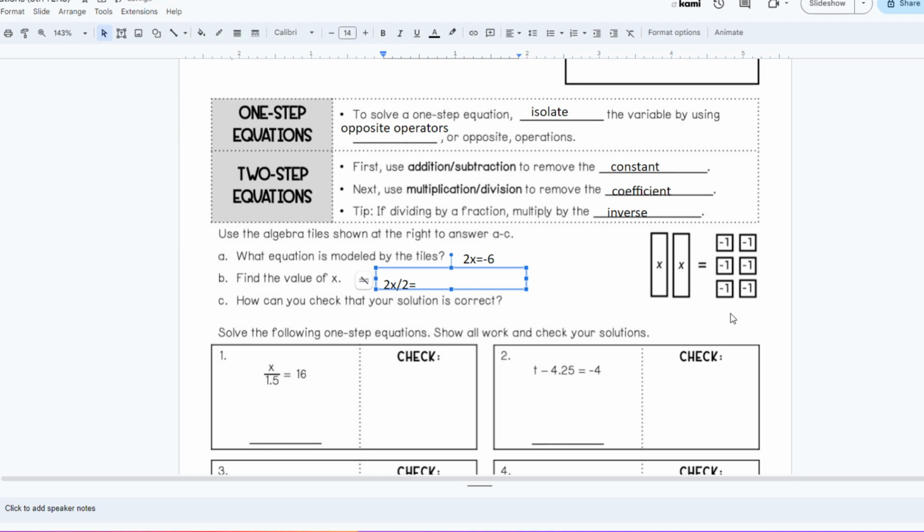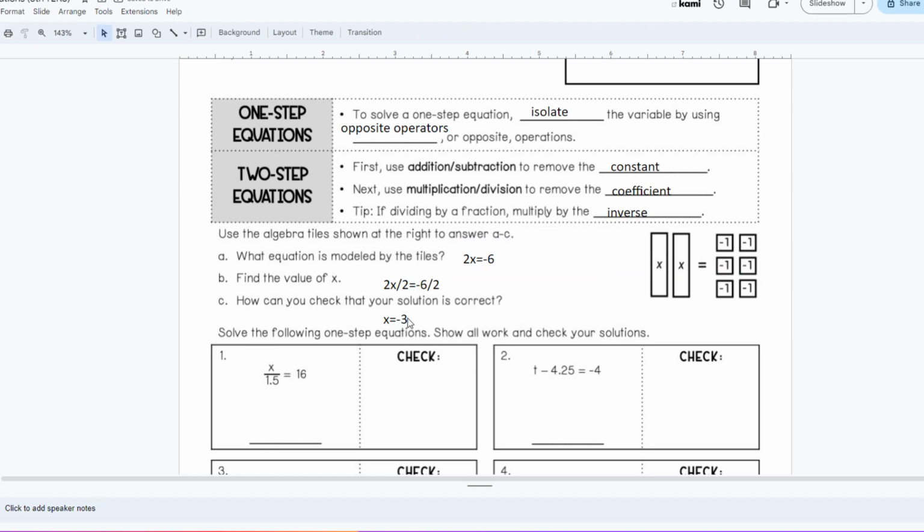But whatever we do to that side, we have to do to the other side as well. So -6 divided by 2, and then we solve and simplify. So this gets us x, because 2 divided by 2 is 1, 1 times x is x, equals -3, like we said earlier.